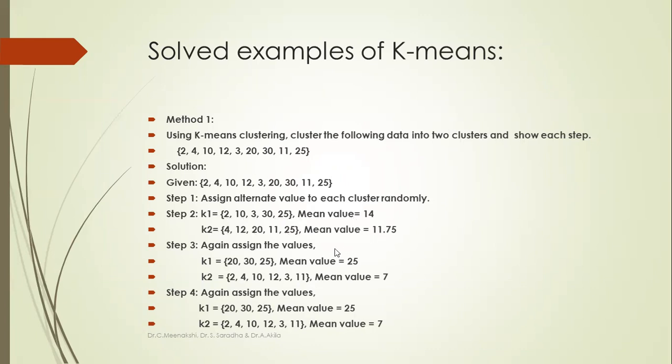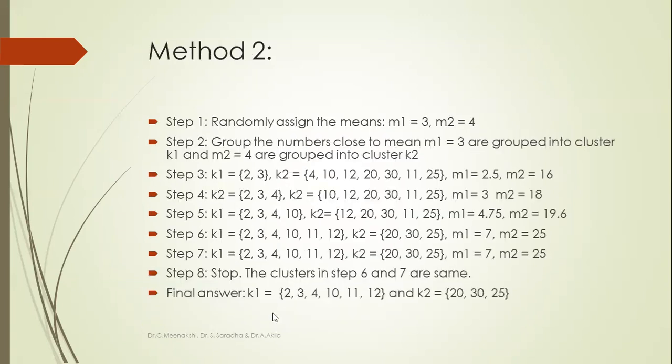Again, I assign the values and cluster them again, taking some random values from the first. I'm taking 3, so the mean of this one will be 25, and I have one more cluster called K2, which I'll find out. With this mean, I'll group again. Like this, I repeat and get the mean value. If the mean value doesn't change, I'll stop.